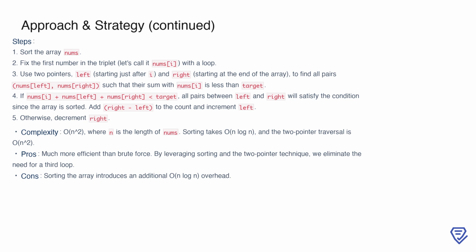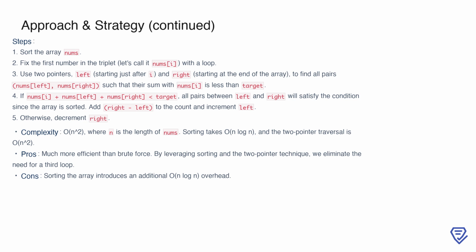We then use 2 pointers, one starting just after the fixed number and the other at the end of the array. The idea is to calculate the sum of the fixed number and the pair of numbers pointed to by the 2 pointers. If the sum is less than the target, it means all the pairs between the current left and right pointers are valid since the array is sorted.